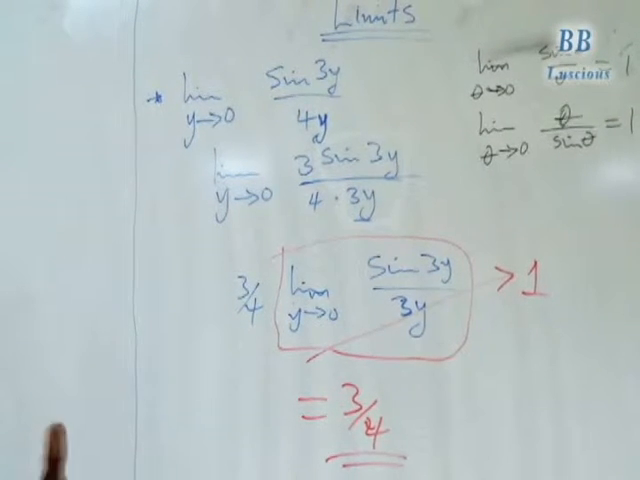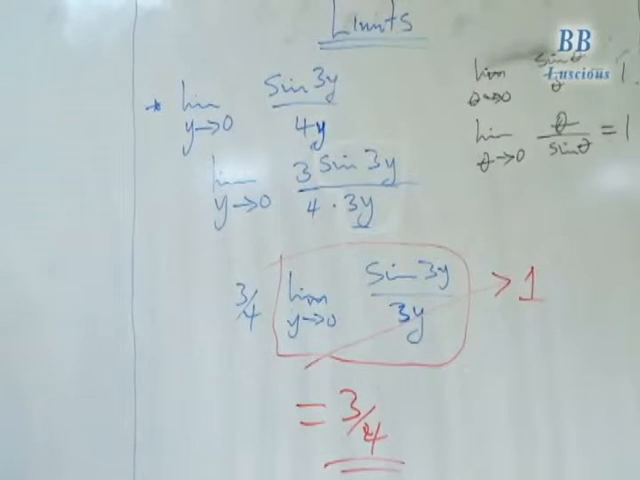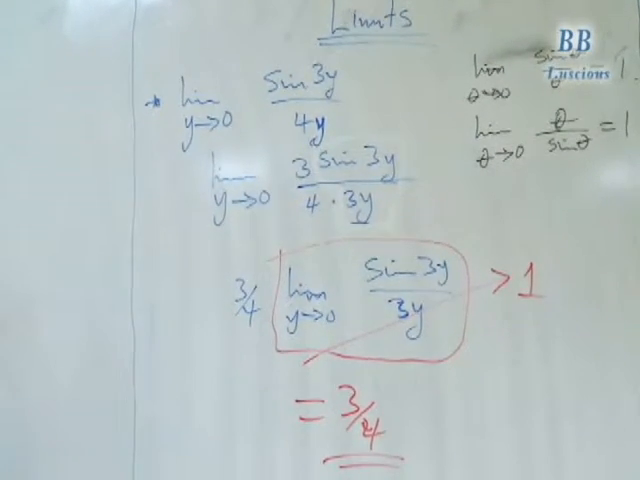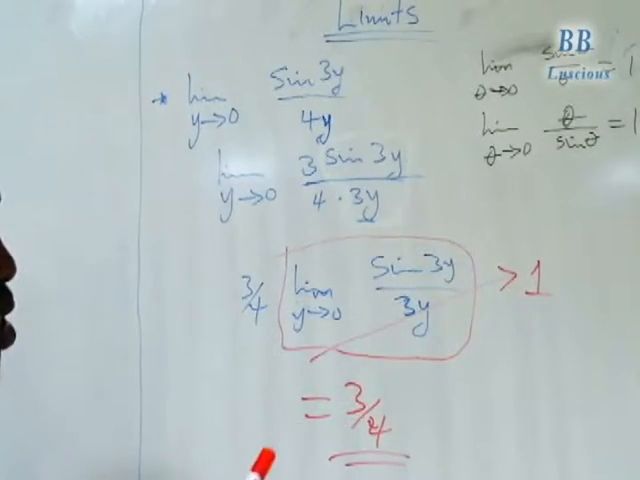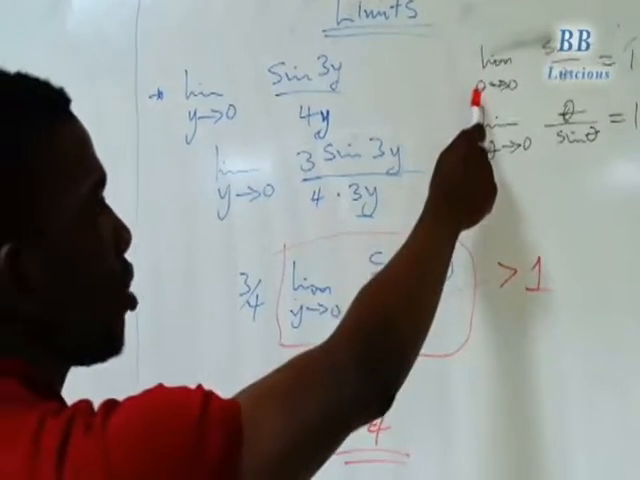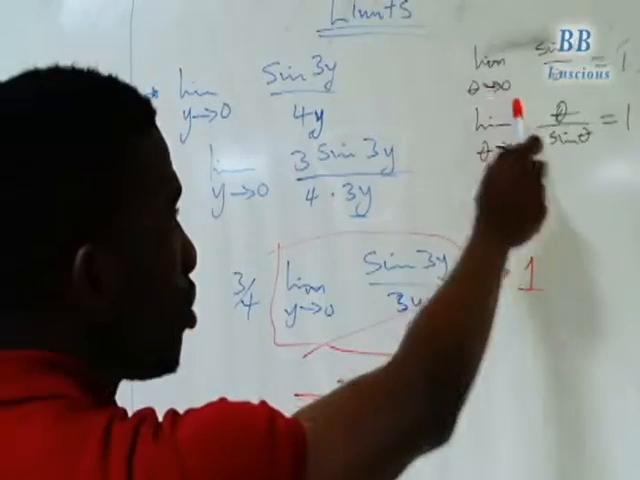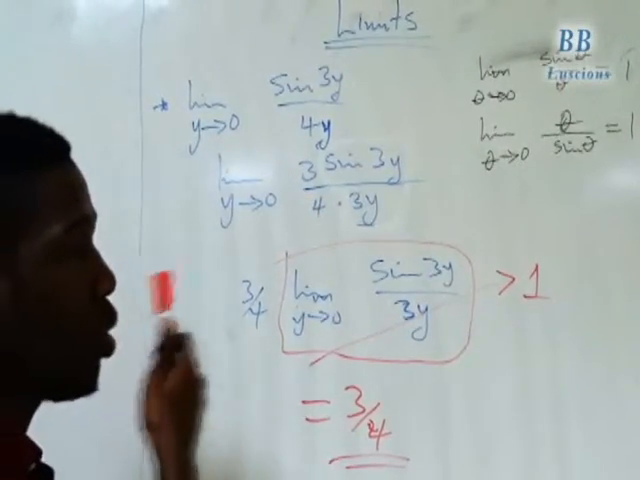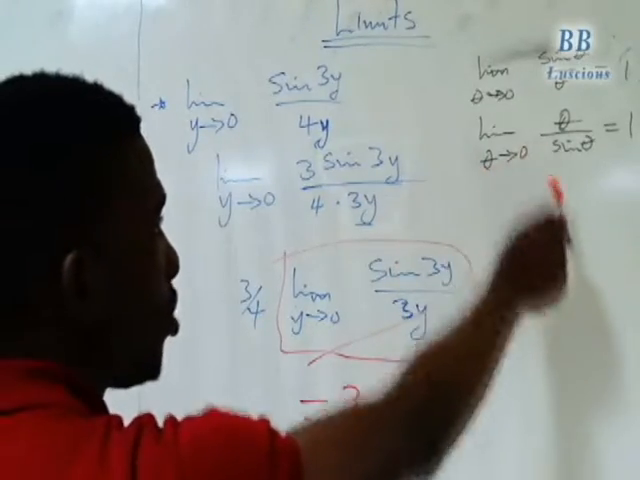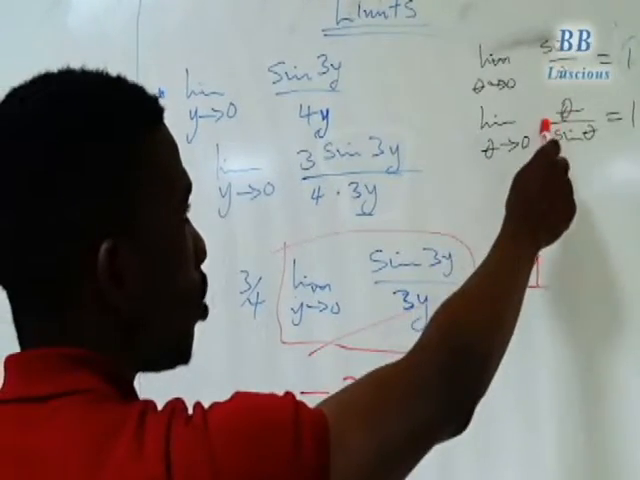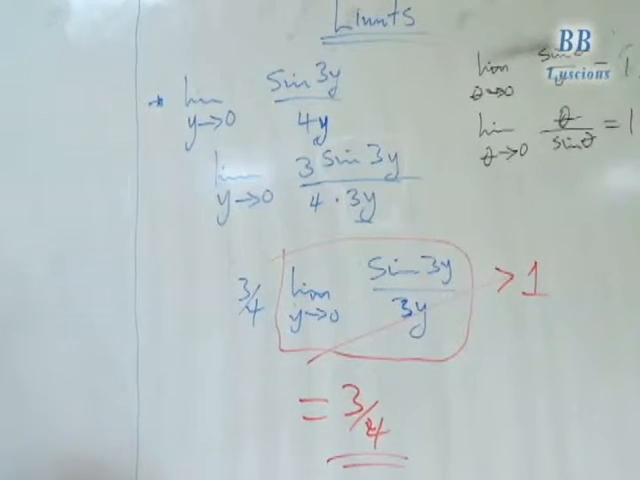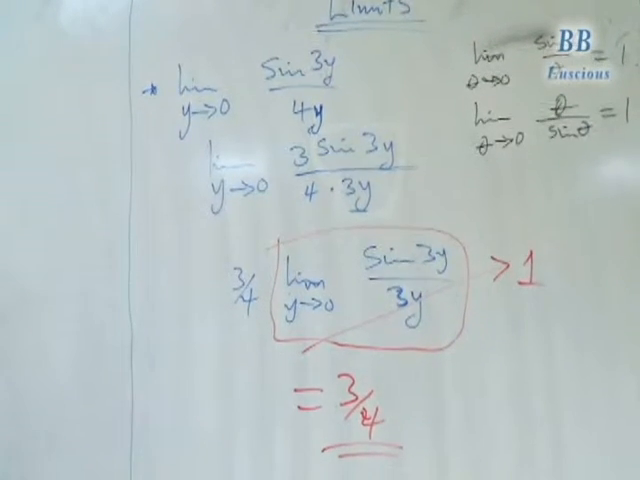Alright, in this video I'll be teaching the sandwich theorem, the application to limits. What does the sandwich theorem state? It states that the limit as theta tends to 0 of sine theta over theta equals 1, and also the limit as theta tends to 0 of theta over sine theta will also give you 1. So how can you apply this theorem? How can you use it?